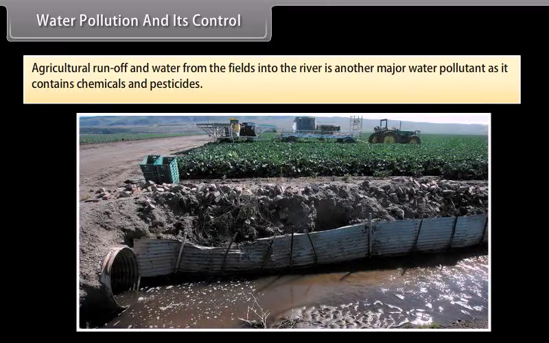Agricultural runoff and water from the fields into the river is another major water pollutant as it contains chemicals and pesticides.